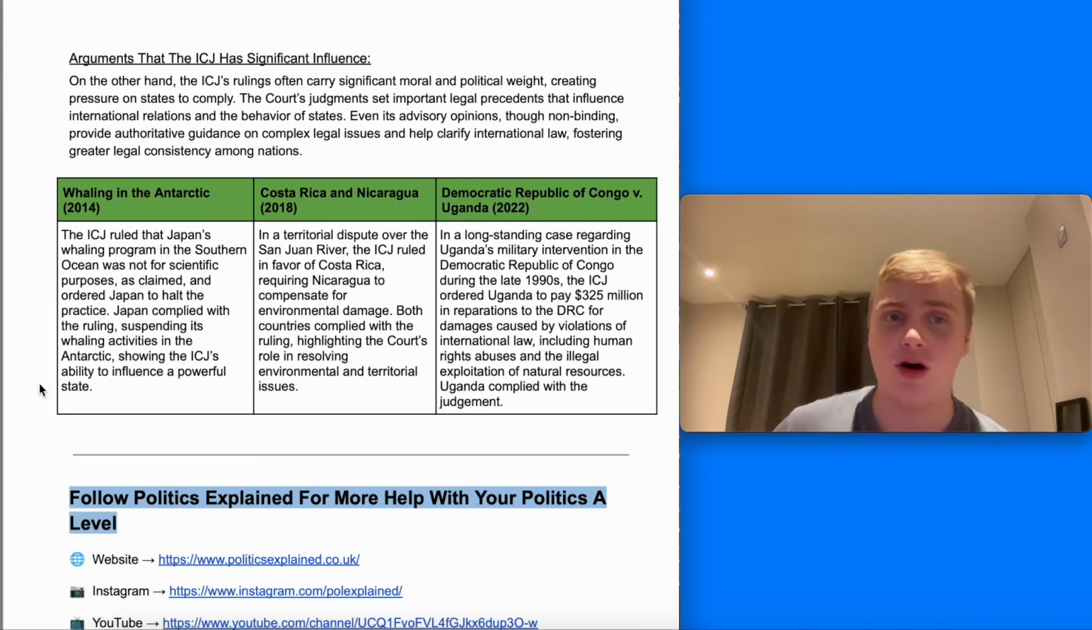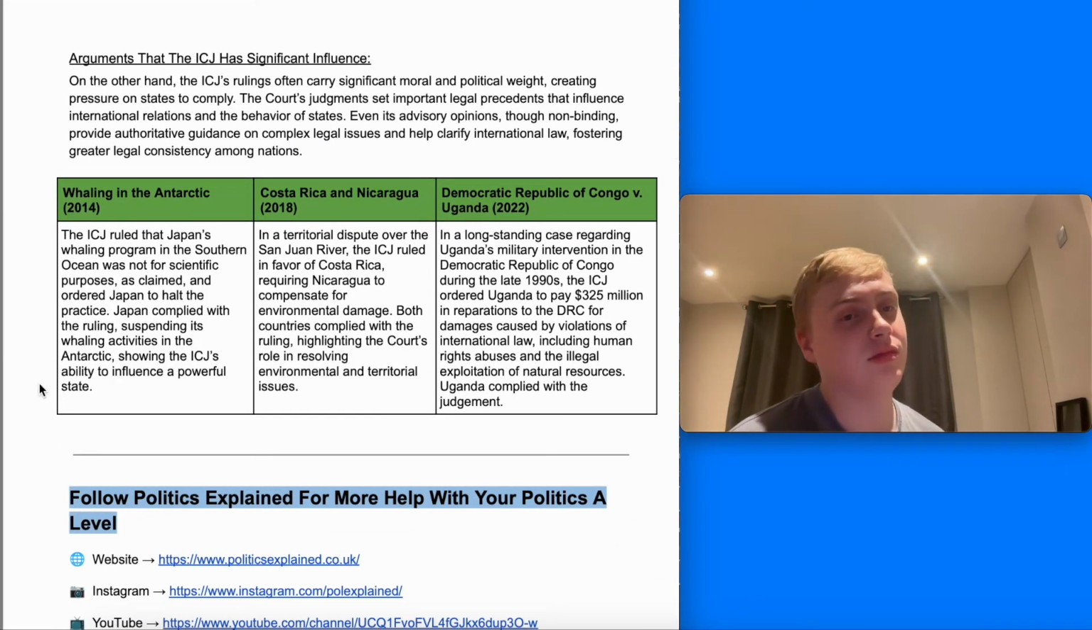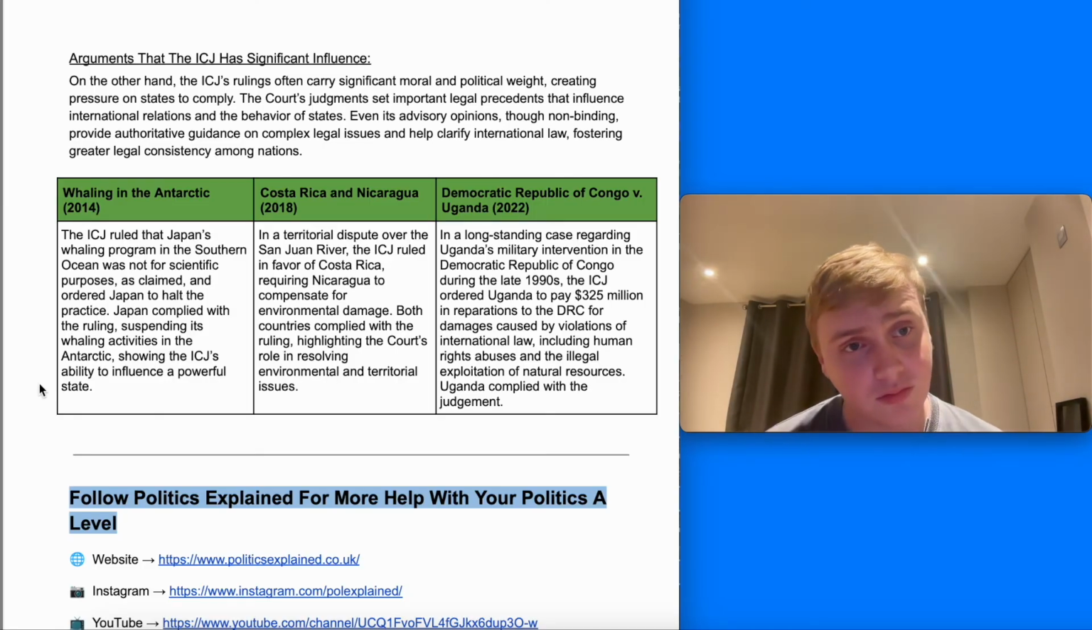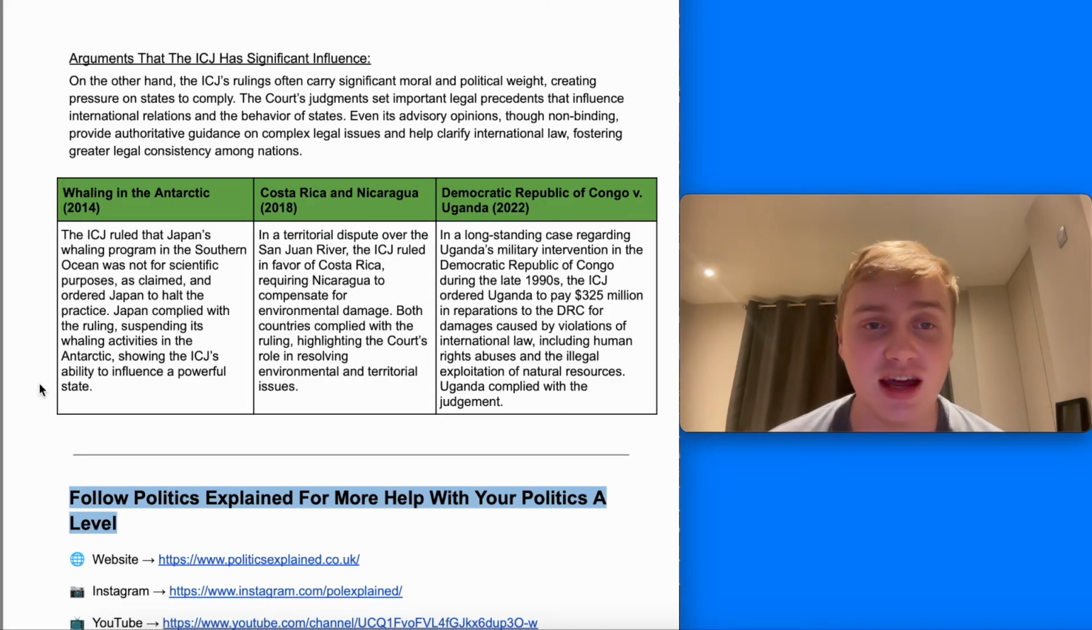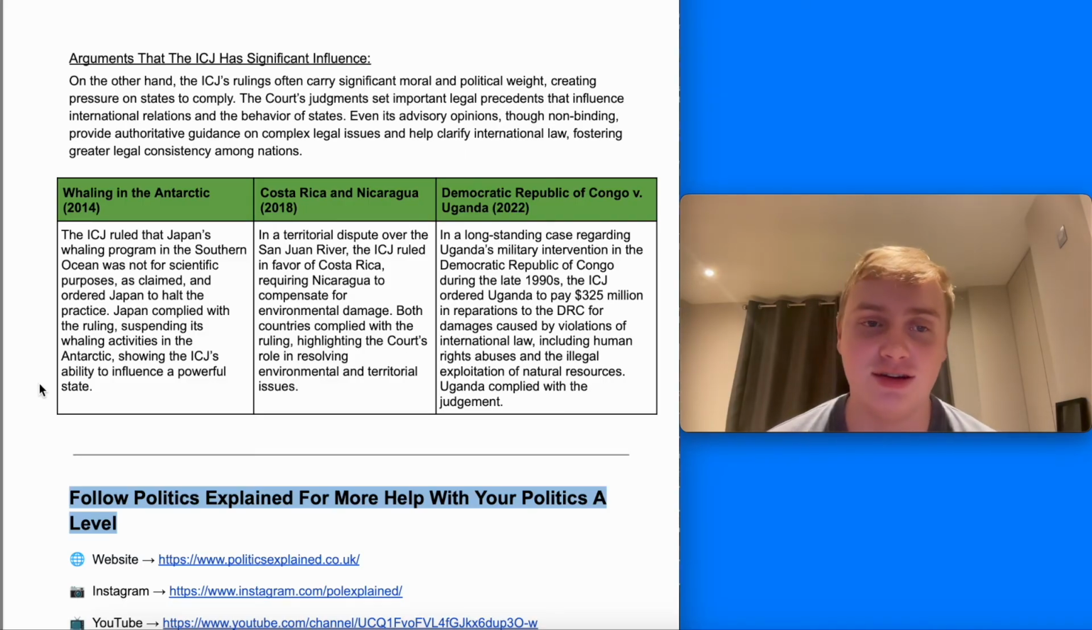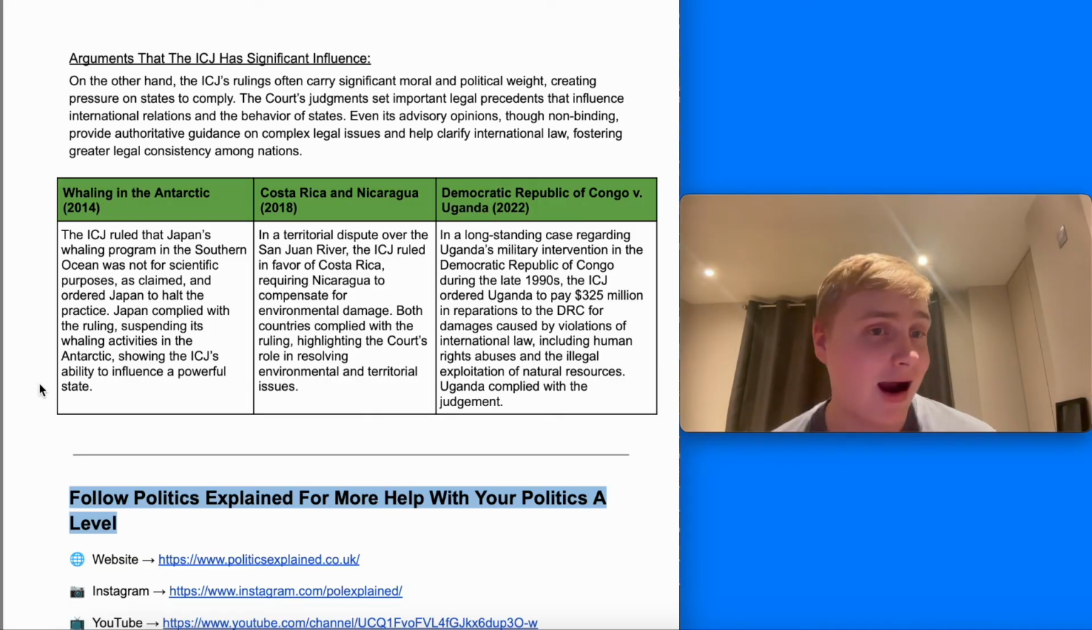On the other hand, we've got a key argument and some examples suggesting that the ICJ does have significant influence. So the ICJ's rulings often carry significant moral and political weight, creating pressure on states to comply. The court's judgments set important legal precedents that influence international relations and the behaviour of states, and even its advisory opinions, though non-binding, provide guidance on complex legal issues and help clarify international law. So there are places where it has had influence.